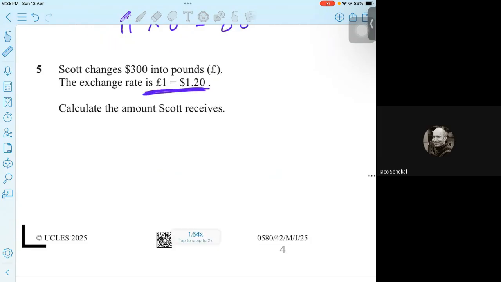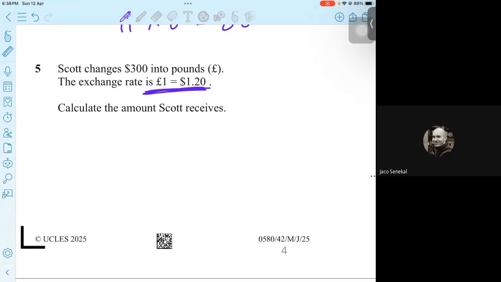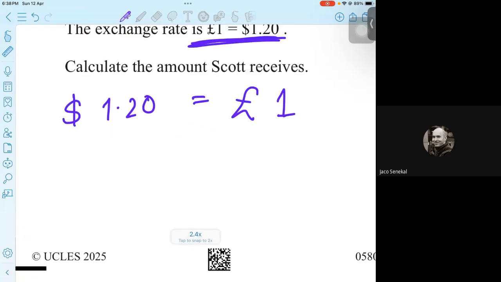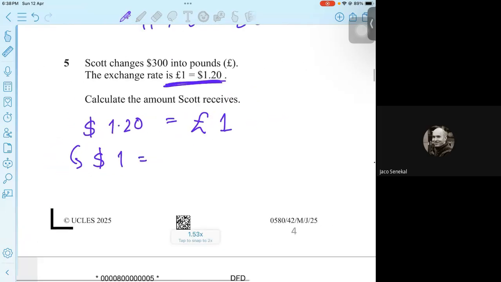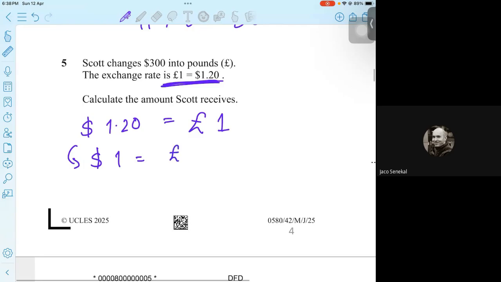The way I want you to do this is you will take this one on the left hand side. We've been told that $1.20 is equal to £1. That means if I were to find what is $1, I would use the unitary method, which basically says this is £1 over 1.20. Any questions with this? This is the most important step here. Are you all okay with this?